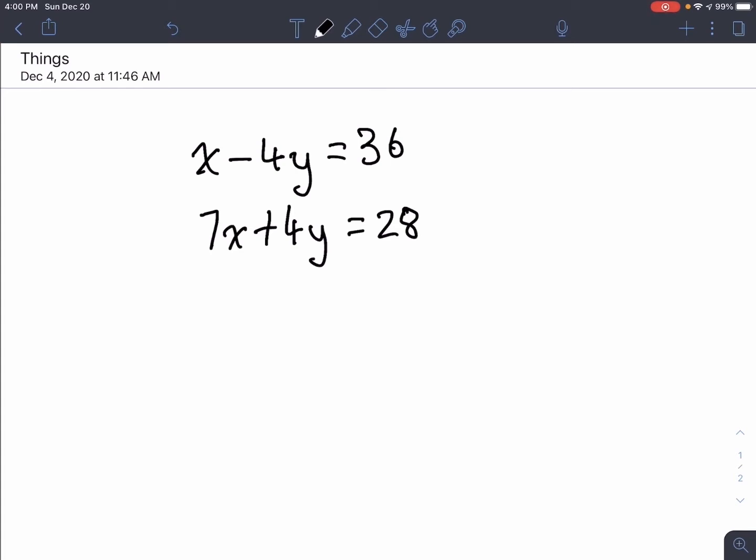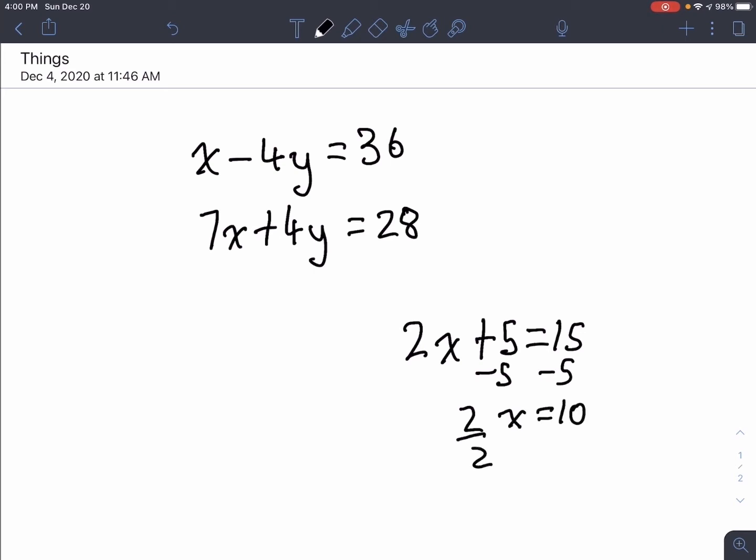Now, if this problem seems very hard for you, this may be because you may have only dealt with equations with only one variable before. For example, something simple like 2x plus 5 equals 15. In this case, you would just subtract 5 from both sides and you would be left with 2x equals 10, and then you would divide both sides by 2 and you get x equals 5.